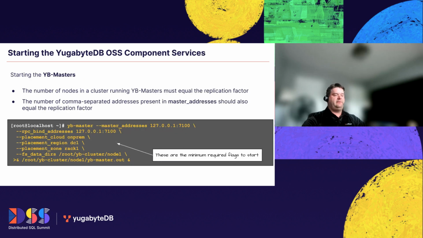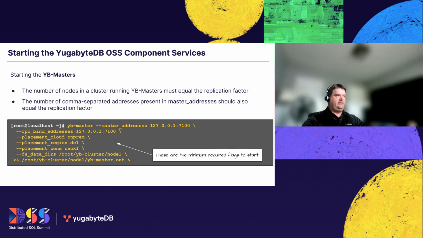So if you're familiar with running Yugabyte OSS in the past, or actually since its inception, there are command line tools. One's called YBmaster, and it's used to actually start a master process. And I just showed a real quick example here of the minimum required flags to start a master on a node.